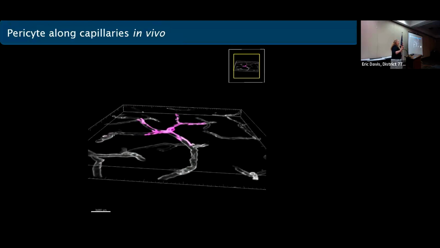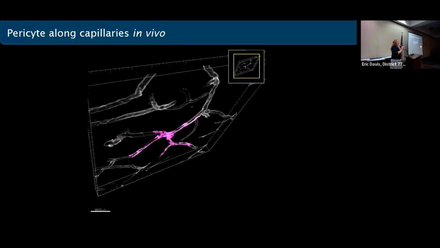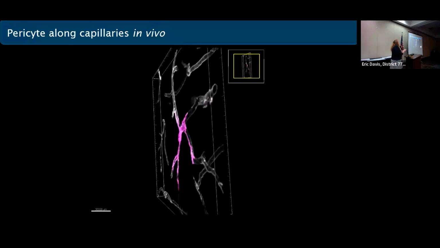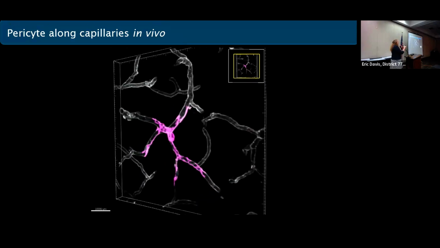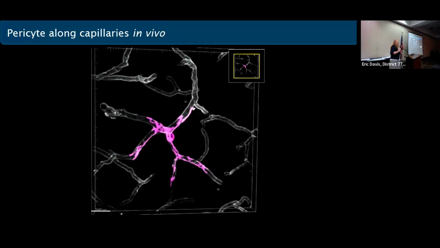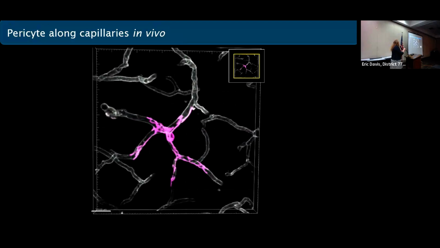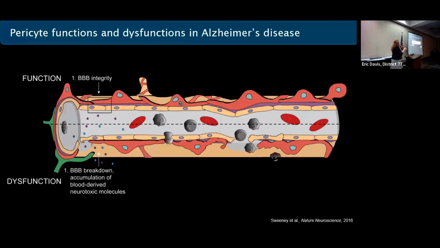Almost all of your vasculature in your brain is supported by these cells, but this is a specific technique to be able to show you one cell at a time. So the pink is a pericyte. You can see it's wrapping around those capillaries in the brain. And so what do these cells do? They're very important for maintaining the blood-brain barrier, so keeping things from getting into your brain that don't belong there.